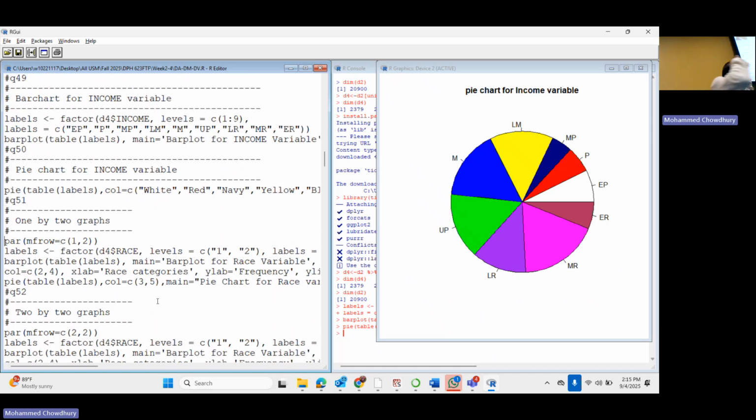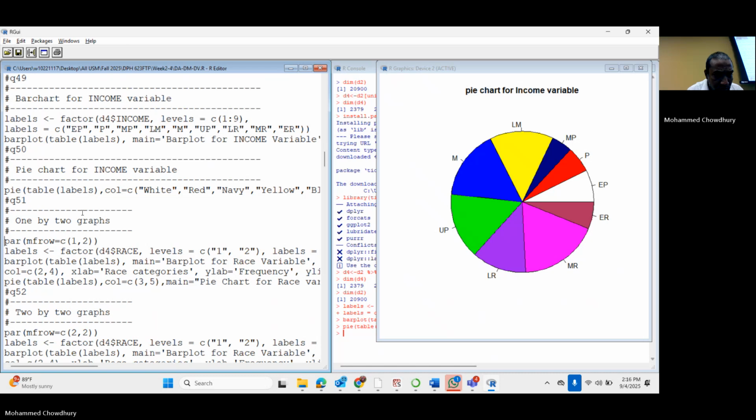So let me explain what this means. Take a look at the board. This is the par. Par stands for parameter, and then in parentheses M for multiple, F for figure, and row. Multiple figure by row. 2 row, 2 column. It will go row 1, 2, 3, 4. So I want to show you 4 figures.